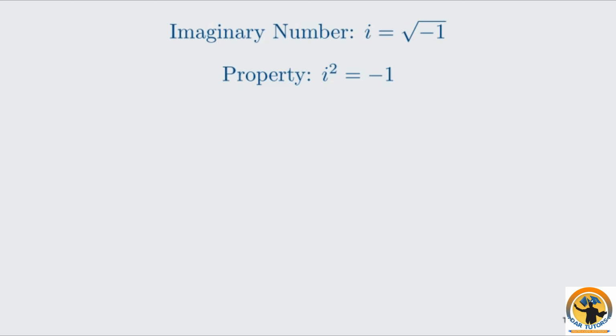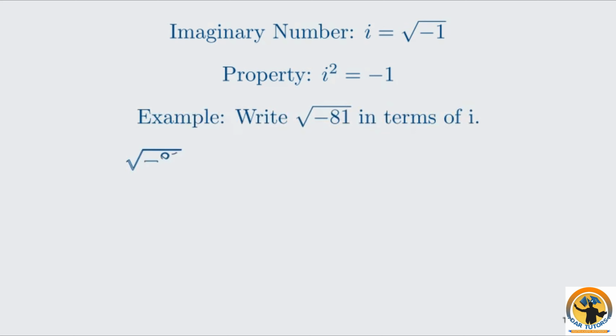Let's see how with an example. Consider the expression the square root of −81. We can rewrite this as the square root of 81 times the square root of −1. The square root of 81 is 9, and we know the square root of −1 is i. So, the result is simply 9i.